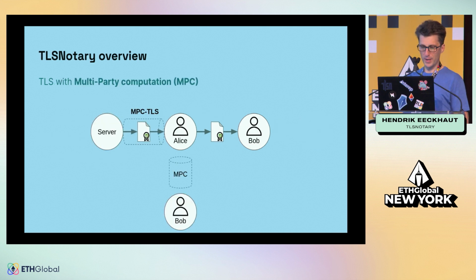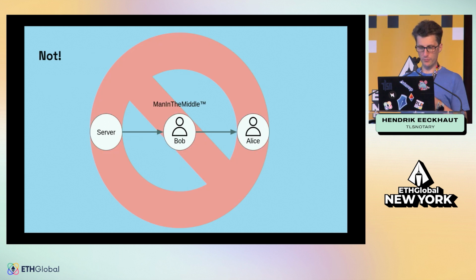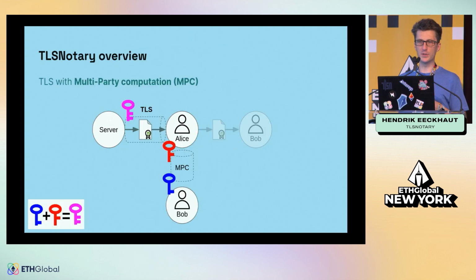So this is more or less what TLSNotary looks like. The magic sauce is that we introduce multi-party computation. Before we move further, no confusion here. It's not man in the middle. It's not that the verifier Bob gets in the middle. No, instead, with multi-party computation, Alice and Bob have to work together. They each have a key share to communicate with the server. That way, Bob knows that Alice follows the protocol and cannot cheat about the content of the data.